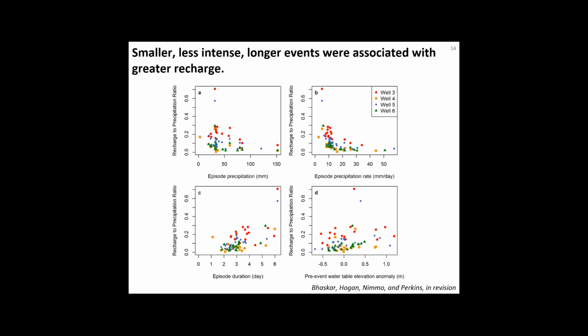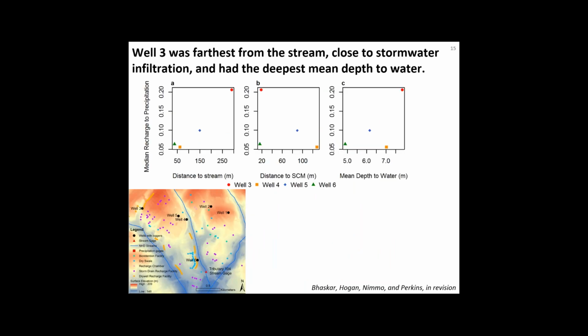You can see it in these plots too, why there might be a difference between the behavior at these 4 watersheds, or 4 wells, sorry. So here we've plotted on the y-axis the median recharge to precipitation, considering all storm events in this watershed. And for each well, we're plotting its median recharge to precipitation, and then comparing that to different characteristics of the well. Here on the first plot is the distance from that well to the stream, then we're looking at the distance to the nearest stormwater control measure, and then the mean depth to water.